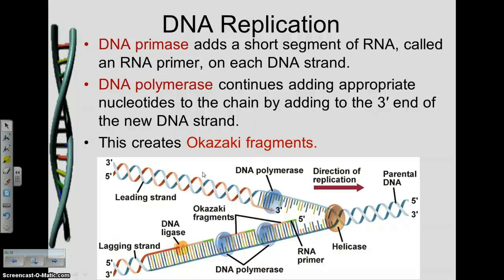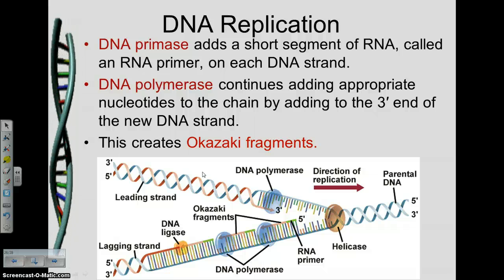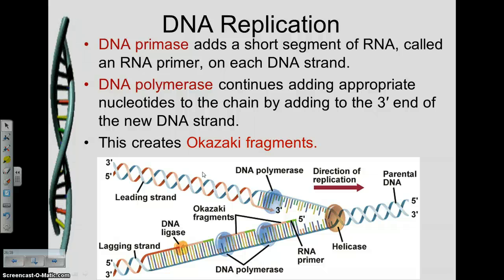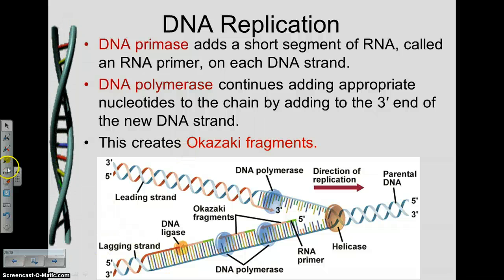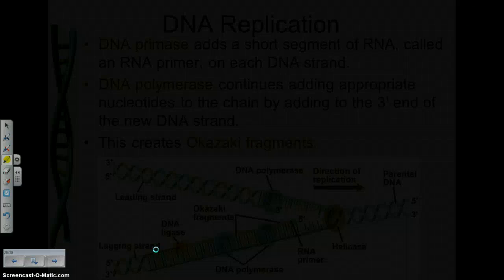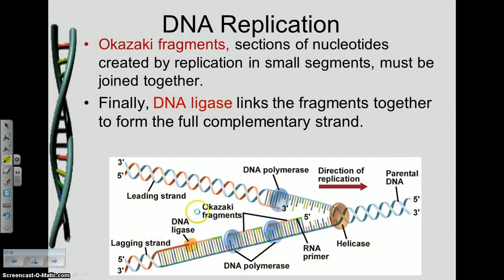Now remember, in eukaryotic organisms, this is happening in many places all at once. So we end up with these little fragment pieces of replicated DNA. You can see we've got a fragment here, we've got a fragment here, because here's DNA polymerase at all these different locations replicating the DNA. So we have to have something that puts all those little pieces together, and that's going to be the enzyme DNA ligase. So DNA ligase is our last step in putting everything back together.